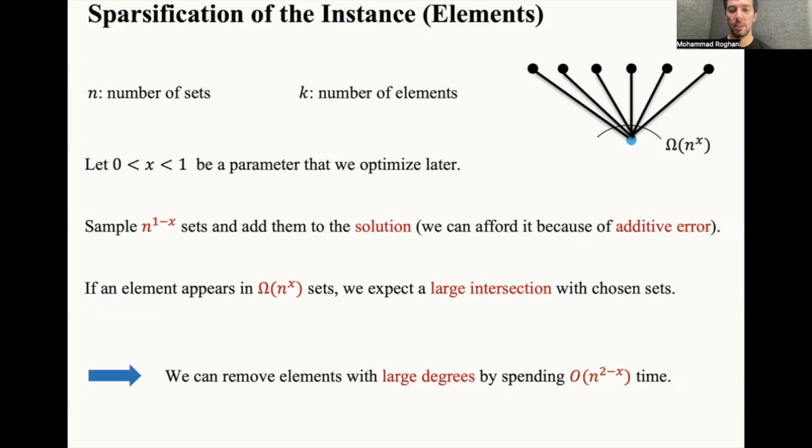So by spending n to 2 minus x time, we are able to remove all the elements that have degree larger than n to x. So this assumption that each element's degree is at most n to x is without loss of generality if we spend n to 2 minus x time.